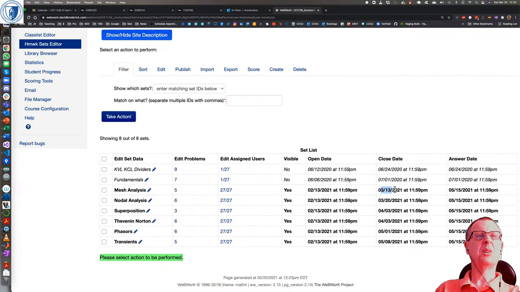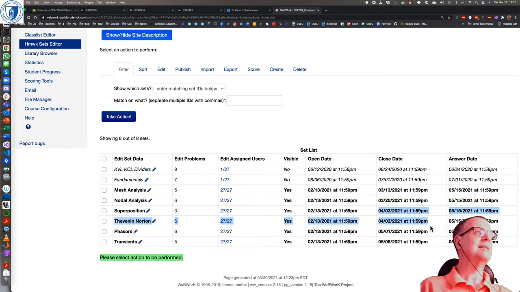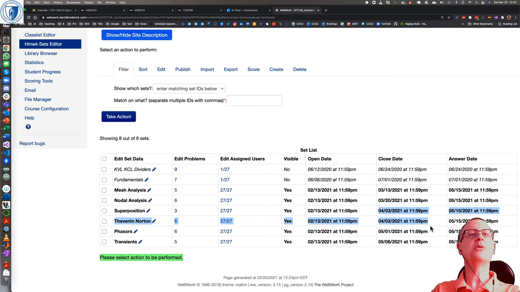Okay, so we've got mesh analysis should have closed, nodal analysis is about to close, and then because I didn't get to superposition and Thevenin and Norton until recently, I've pushed both of those out to April the 3rd. So please have a look at those.